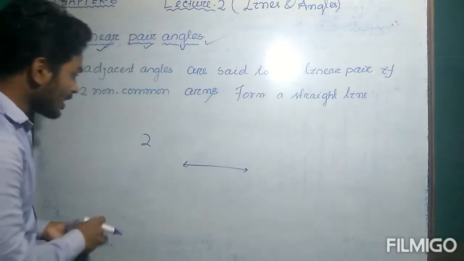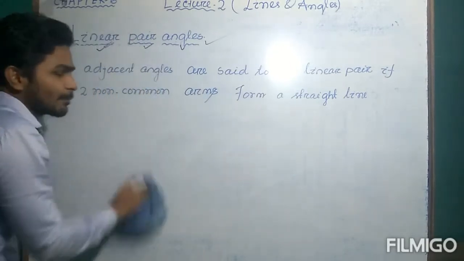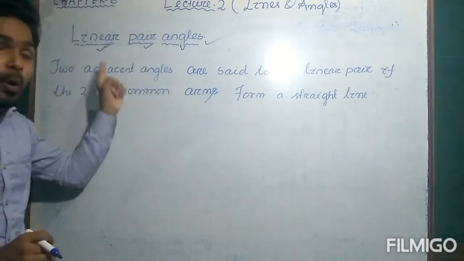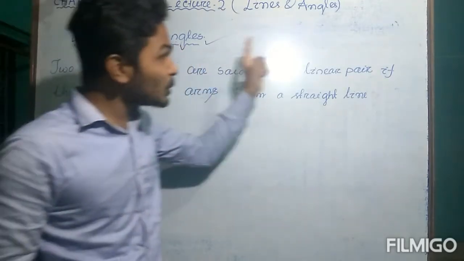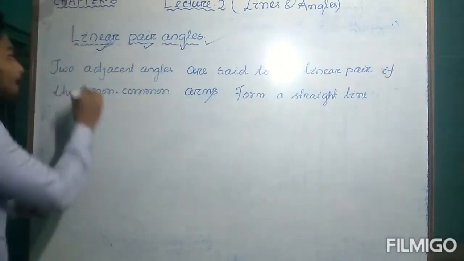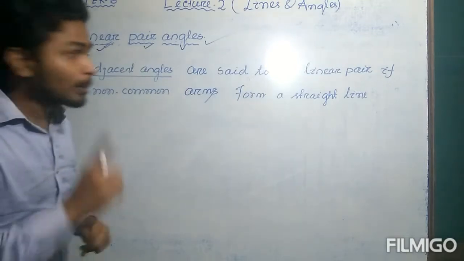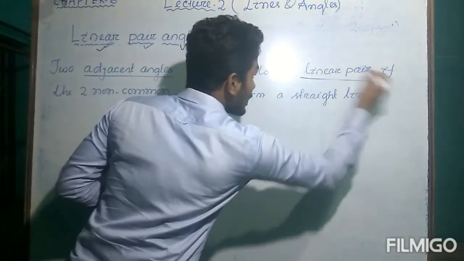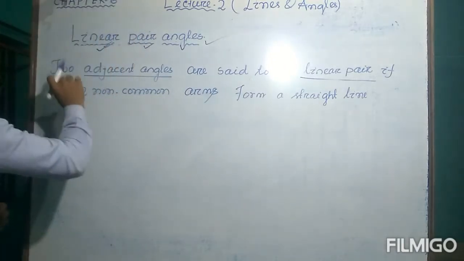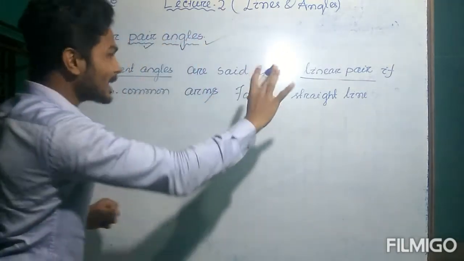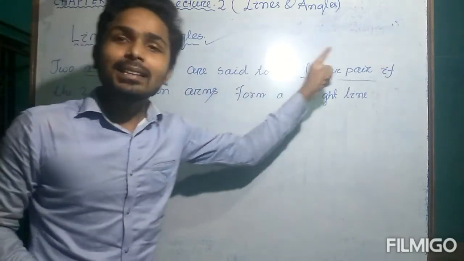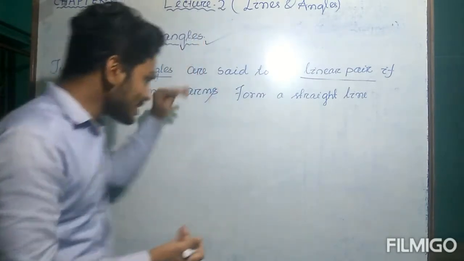Understood? Let us understand the exact definition of linear pair angles. The exact definition is: two adjacent angles are said to be a linear pair. So in order to be a linear pair, the two angles must be adjacent. You have to remember it. Two adjacent angles are said to be a linear pair if the two non-common arms form a straight line. Let us understand it.